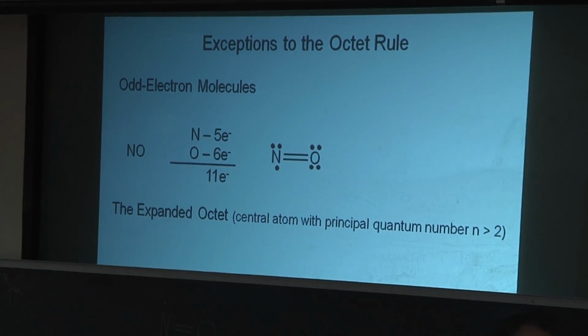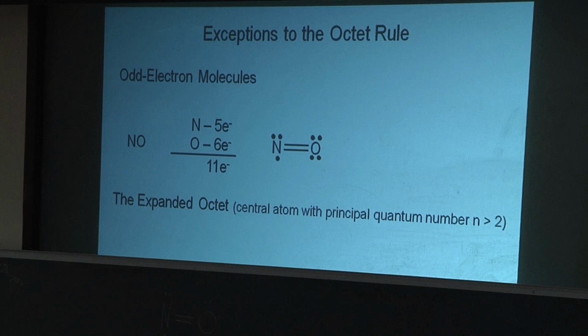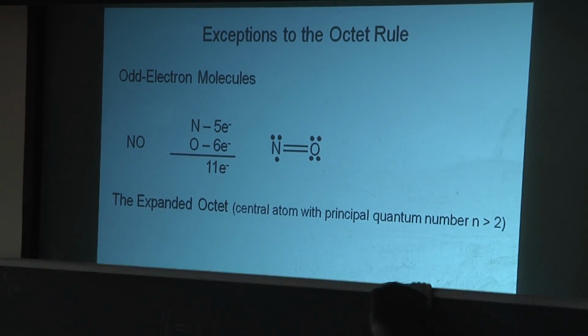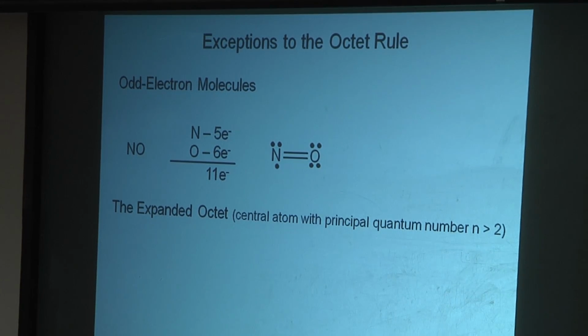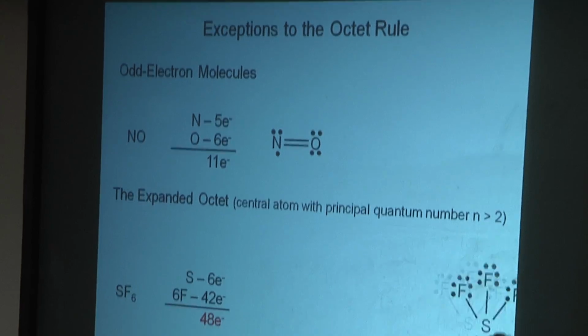Now there's another way in which you can put together a molecule in a way that violates the octet rule. And in this case, we say that the central atom has an expanded octet. Well, expanded octet, that just means more than 8 electrons around that central atom. And the example in this case is going to be sulfur hexafluoride, SF6.